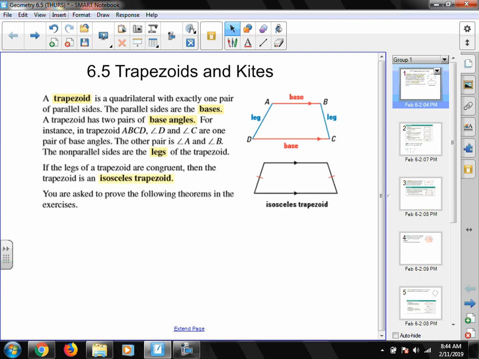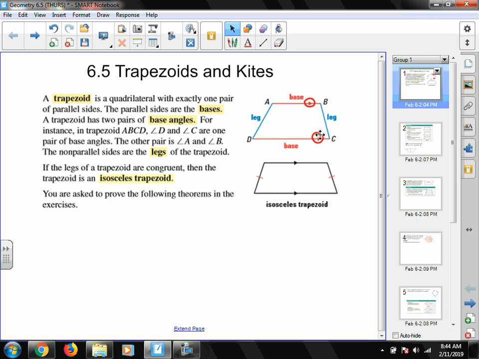So, first of all, we're going to talk about trapezoids first, okay? Your book defines a trapezoid as a quadrilateral with exactly one pair of parallel sides. If you look off to the right-hand side here, I have a trapezoid ABCD. The top and bottom of this trapezoid are my parallel sides because they have these little arrows indicating that those are parallel lines, okay?